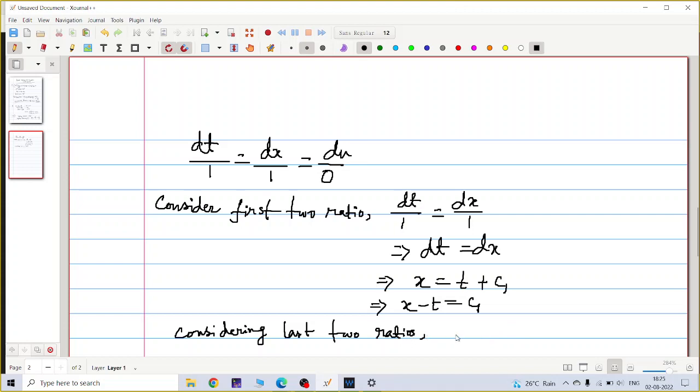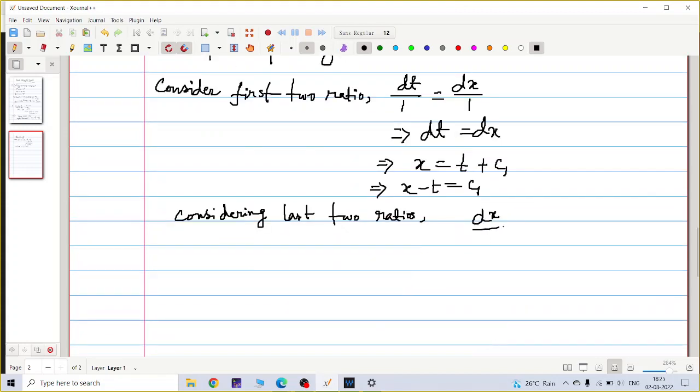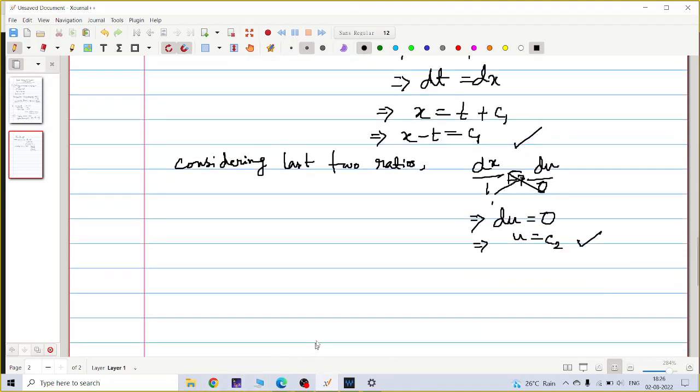Then what will I get? The last two are dx by 1 equal to du by 0. This means u equals a constant, since du is 0, if I multiply like this. So du equals 0, so u is c2. So x minus t equals c1, and u equals c2. These are the two characteristics for this differential equation.